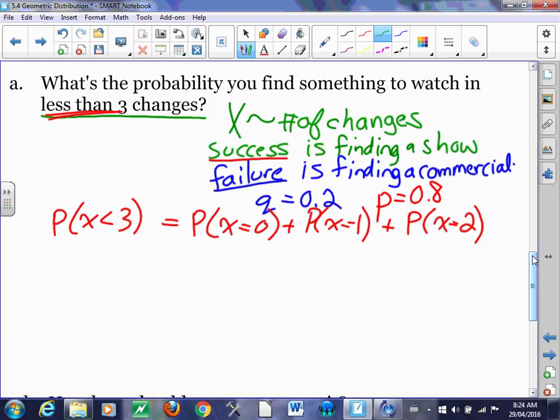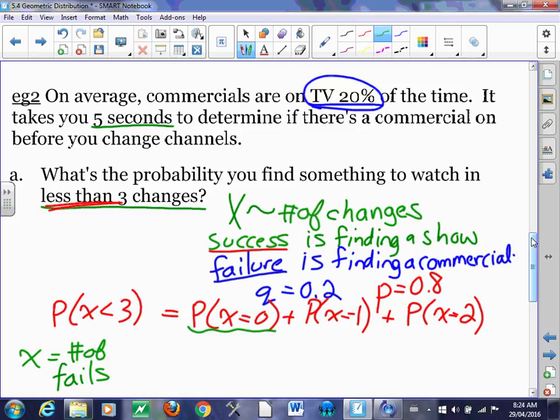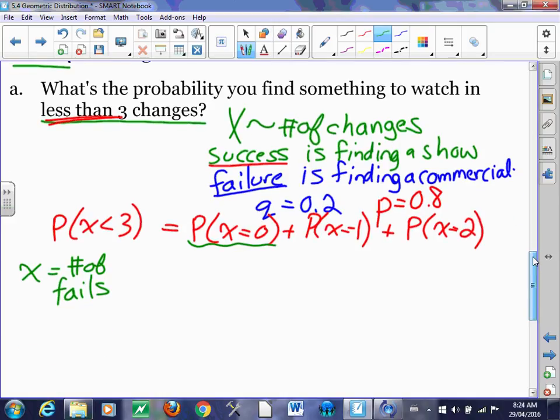Now you might be saying, hey, Miss R, what does this mean when x equals 0? Just remember that x equals the number of fails in this case. How do I know? In the question, it'll say the word before. So, a commercial before you change channels. So what's the probability you will find something to watch? The word before means how many changes until you find it. So x is the number of fails.